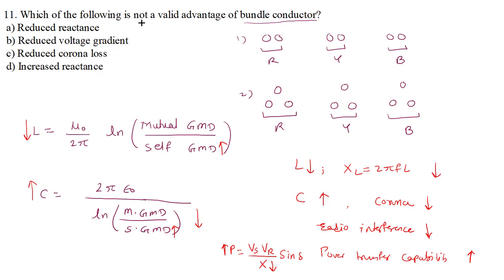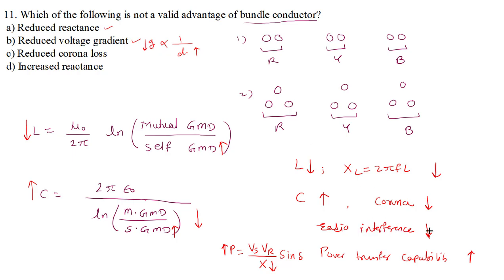So here, which is the not valid advantage? Reduced reactance is valid. Reduced voltage gradient, that is also correct. The voltage gradient G is inversely proportional to the self GMD, or we can say the diameter D. So the more the conductor size, because the overall size is getting increased, the potential gradient will obviously reduce. That's why corona is reduced.